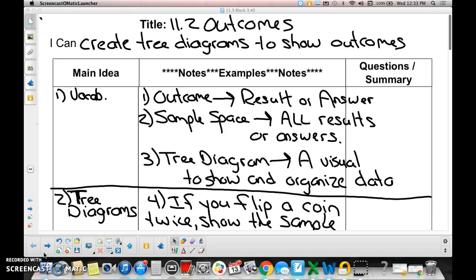The title of our lesson today is what, Hamza? 11.2 Outcome. And Joshua, what is the I can statement? I can create tree diagrams to show outcomes. What is an outcome, Tristan?